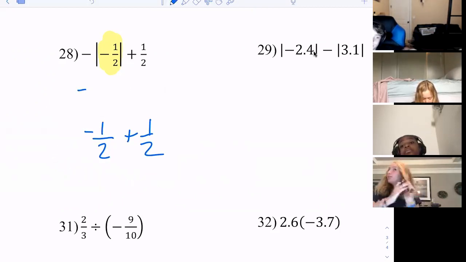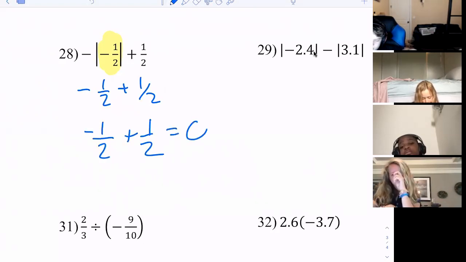1/2. There's a negative out in front, so you leave it there. And now, of course, negative 1/2 plus 1/2 today is 0. Yes. 0.